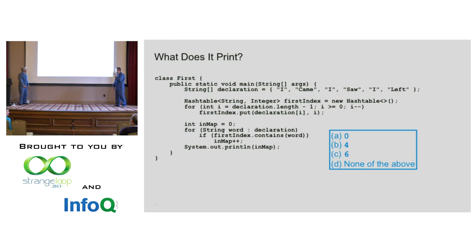All right, and choice C, how many people agree with my brother and think this program prints 6? It's a couple dozen of you. And then how many people think none of the above? Well, clearly all the rest of you. So the winning choice would appear to be choice B, 4, right? Let's find out what it really does, shall we?